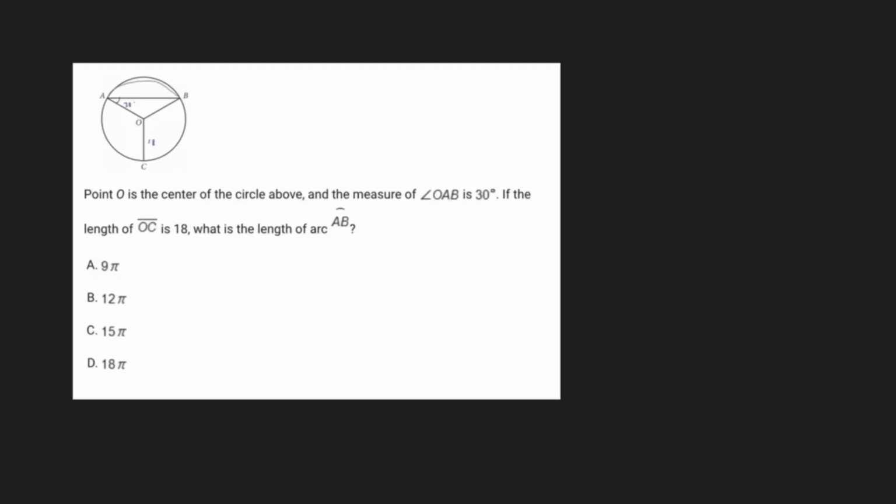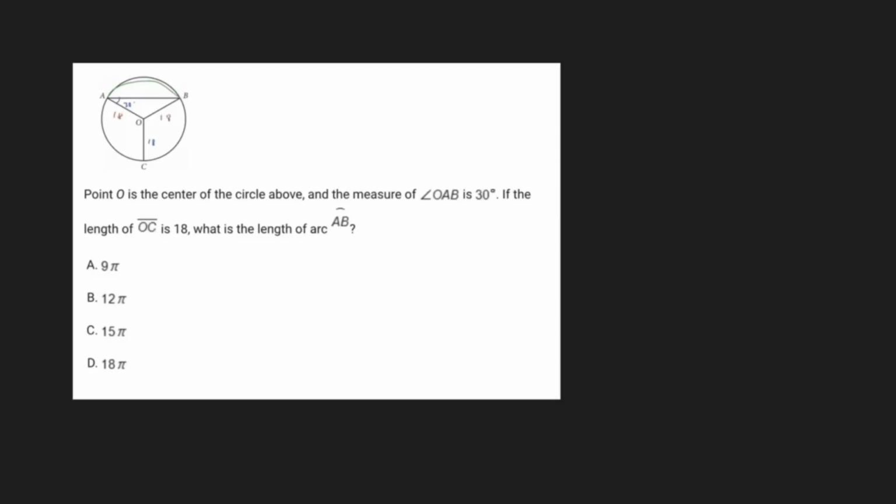Well, the first thing to note here is that OC represents the radius, right? So because OC is the radius, because it goes from one point on the circle to the center, we know that the radius has a value of 18. Now the same thing happens from B to O, as well as A to O. And therefore we know that the side length of AO is going to be 18, and the side length of BO is also 18.